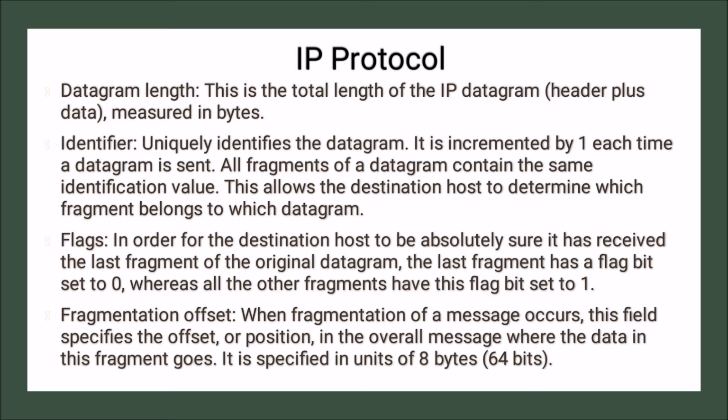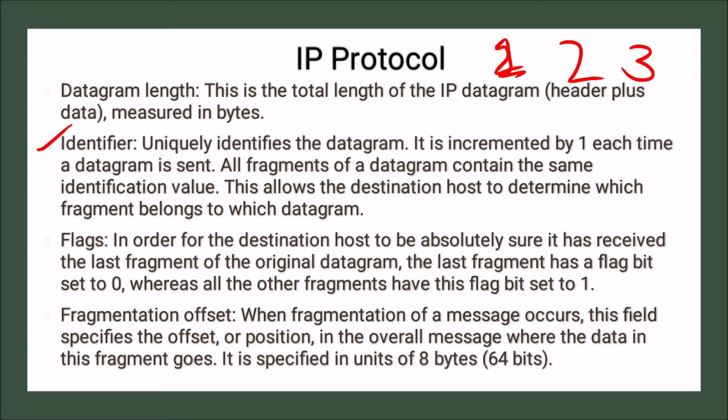The next field is datagram length. This is the total length of the IP datagram, header plus data, measured in bytes. The next one is identifier. It uniquely identifies the datagram. It is incremented by 1 each time a datagram is sent. So for example, first it is 1, then 2, then 3, incremented by 1.